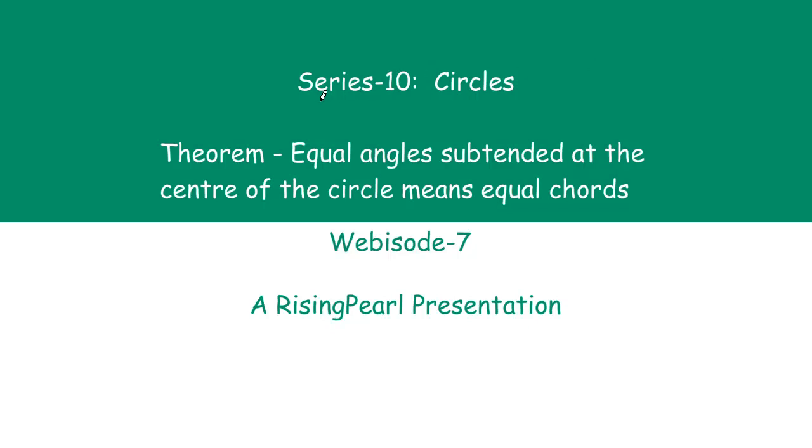दोस्तों, आपको मालूम है we have been discussing Series 10 on Circles for quite some time. आज दोस्तों एपिसोड नंबर 7। Today we are going to talk about our second theorem, that is equal angles subtended at the center of the circle means equal chords. So दोस्तों, if we have equal angles subtended at the center by two chords, इसका मतलब ये है दोस्तों that those chords are equal in length.